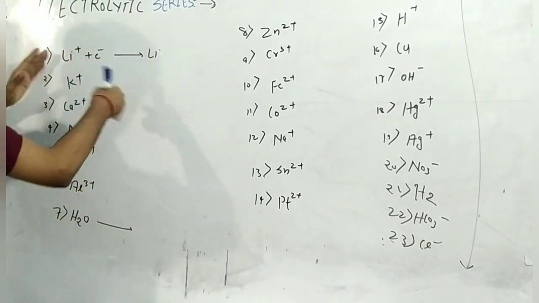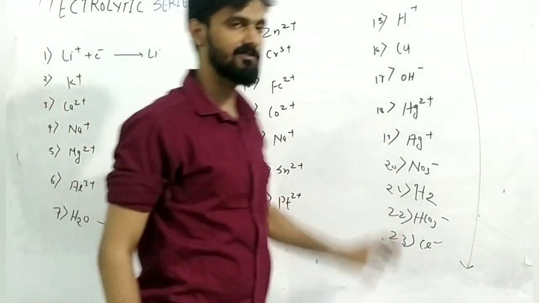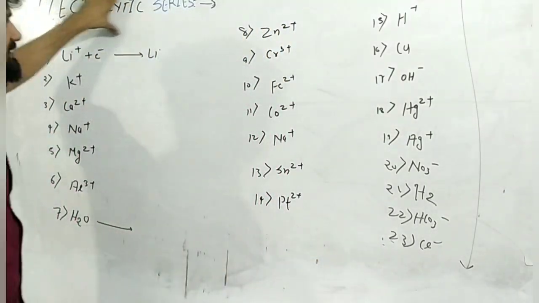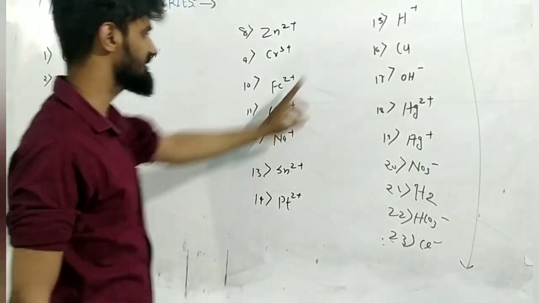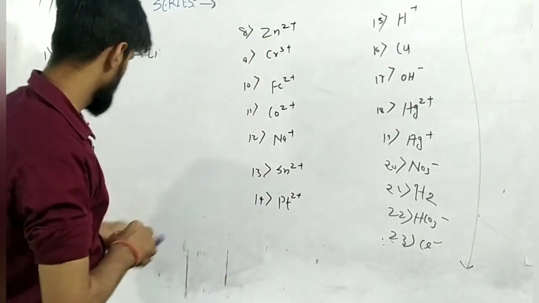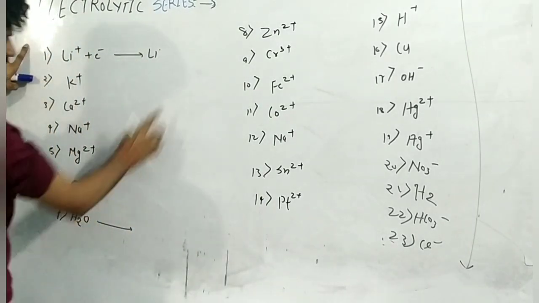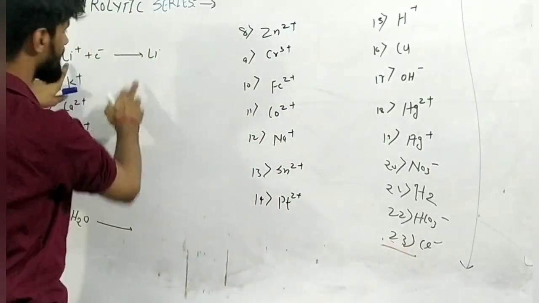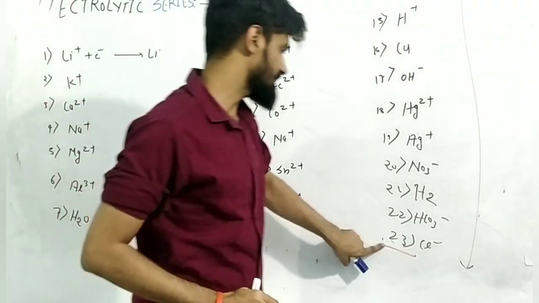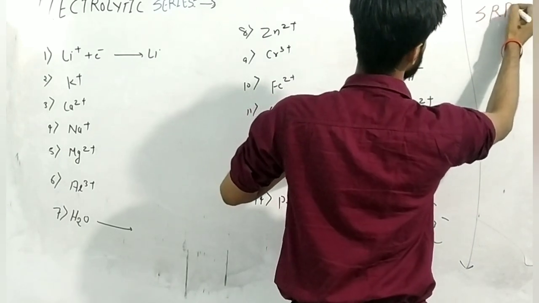You can define the electrochemical series as an arrangement of substances in increasing order of their standard reduction potential. I have written here the numbers 1, 2, 3, 4 to 23. If you move from number 1 to 23, you will see an increase in standard reduction potential. I have already discussed how we calculate standard reduction potential.